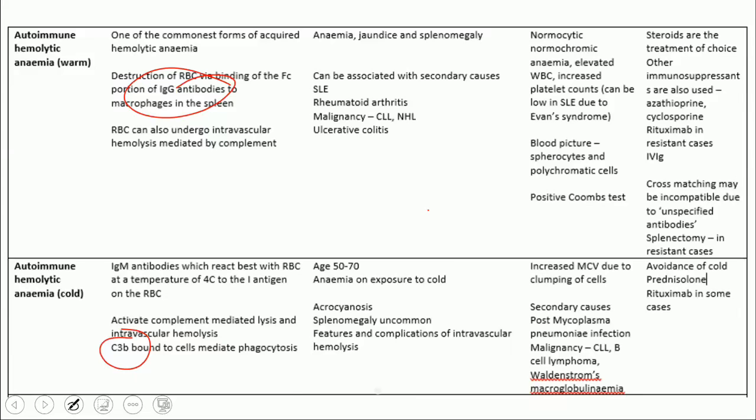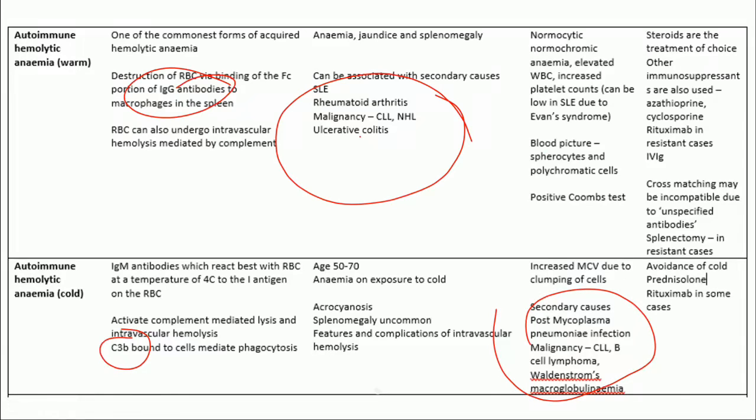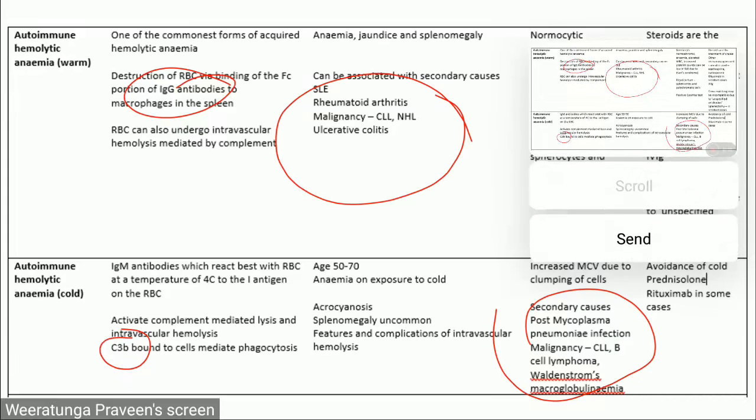There are several secondary causes for both warm and cold autoimmune hemolytic anemia. Right? And I have even listed some of them here. One of the famous causes of cold autoimmune hemolytic anemia is mycoplasma. But there are some other causes which you should be familiar with. Be familiar with the causes of warm autoimmune hemolytic anemia and cold autoimmune hemolytic anemia.